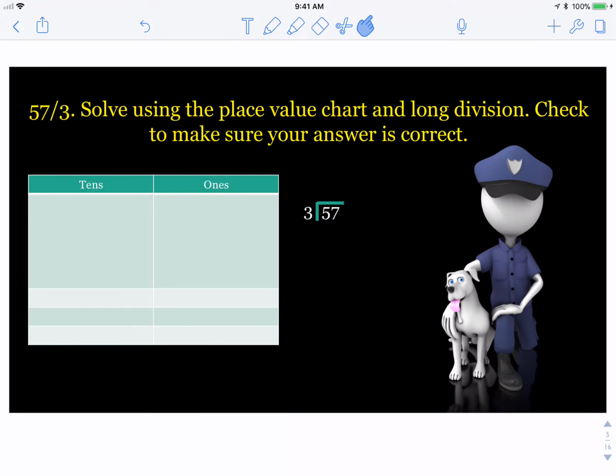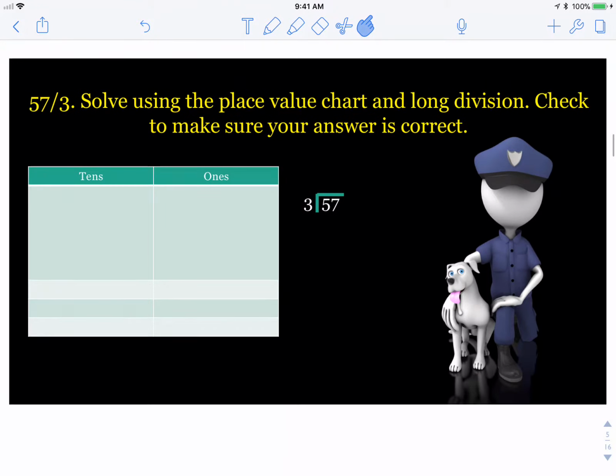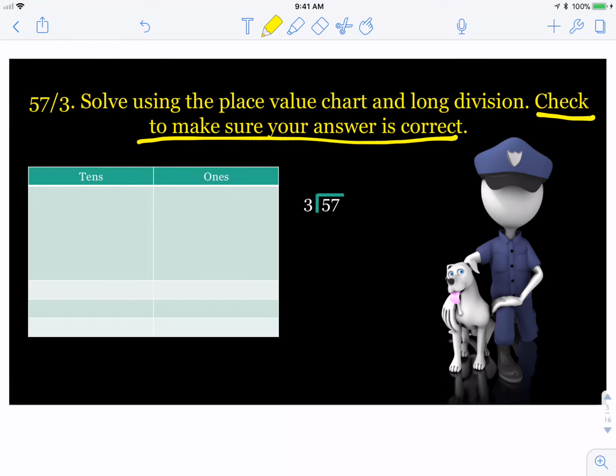Okay, solve using the place value chart and long division. Check to make sure your answer is correct. Go ahead and pause. Answer the question. Don't forget to do this part. This is very important. Check. Check to make sure your answer is correct. Remember to check, you multiply the quotient times the divisor, and you'll get the dividend.